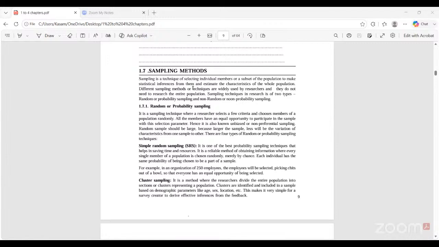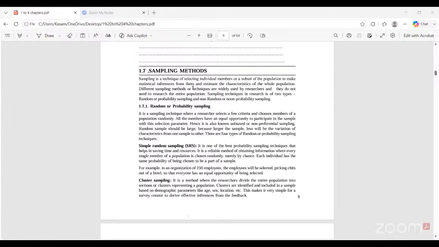Then sampling methods. There are sampling methods: random or probability sampling. What is random? It is a sampling technique where a researcher selects a few criteria and chooses members of the population randomly. All the members have equal opportunity to participate in the sample with the selection parameter. It is unbiased or non-preferential sampling. In a random sample, the larger the sample, the less the variation in characteristics from one sample to another. There are 4 types of random sampling.